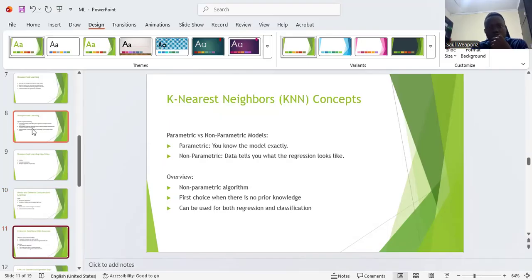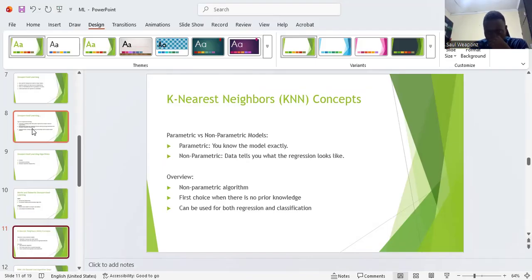Here I'm going to look at the k-nearest neighbor concept. I'll go over a summary first, where I'm going to talk about parametric and non-parametric models. With parametric, you know the model exactly. On the other side, with non-parametric, the data tells you what the regression looks like.